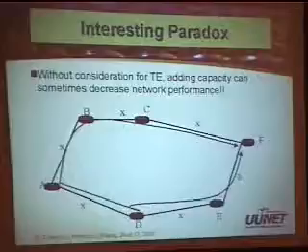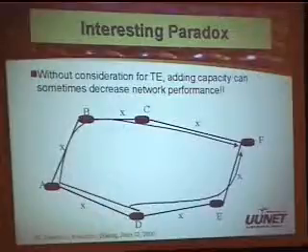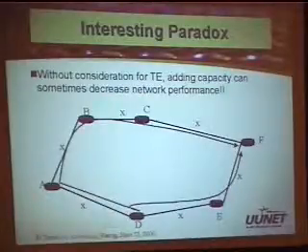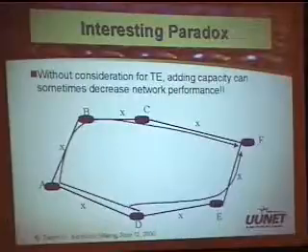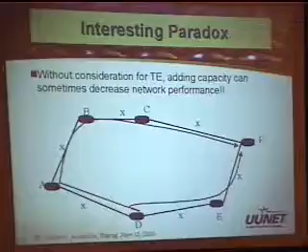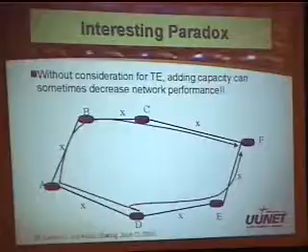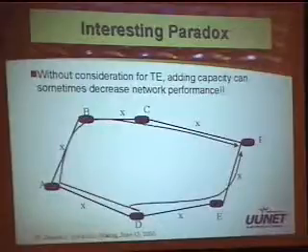Okay, here's a very interesting paradox. And this paradox is actually well known in road traffic engineering. It shows that under some conditions, adding capacity to your network can actually degrade performance, especially if you're not conversant with some of the traffic engineering issues. So in this diagram, I basically have two parallel paths between two nodes, A and F, and traffic from A to F is split between these two paths using, for example, ECMP.